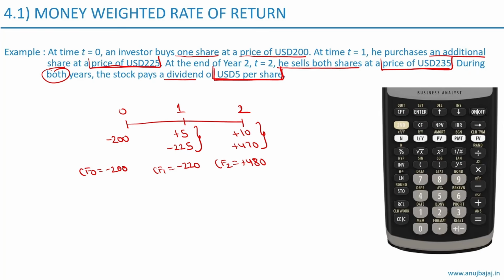Now enter all these cash flows into your calculator. Press IRR and then press compute. You should get the IRR, that is the money weighted rate of return, to be 9.39%. This is the return that the investor actually earned on his investment, considering the cash flows.